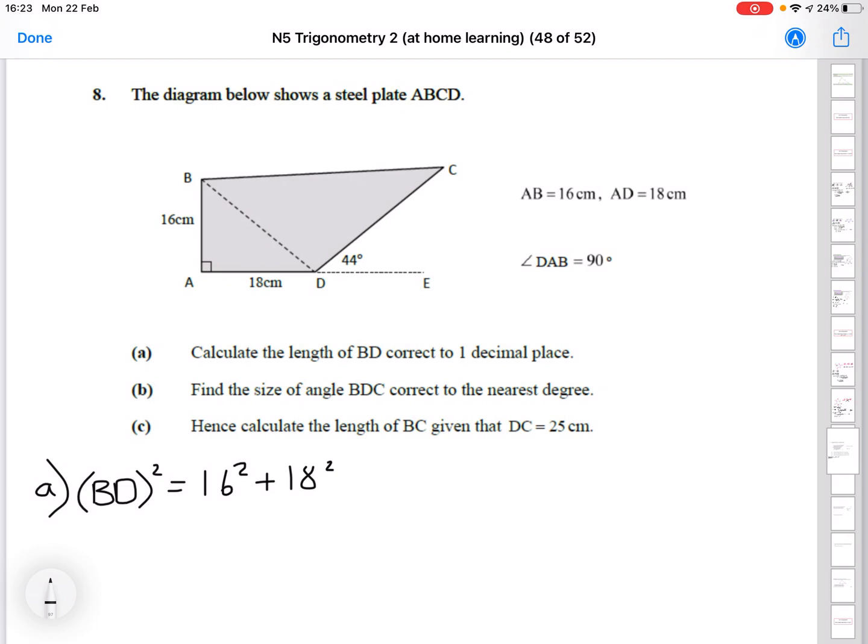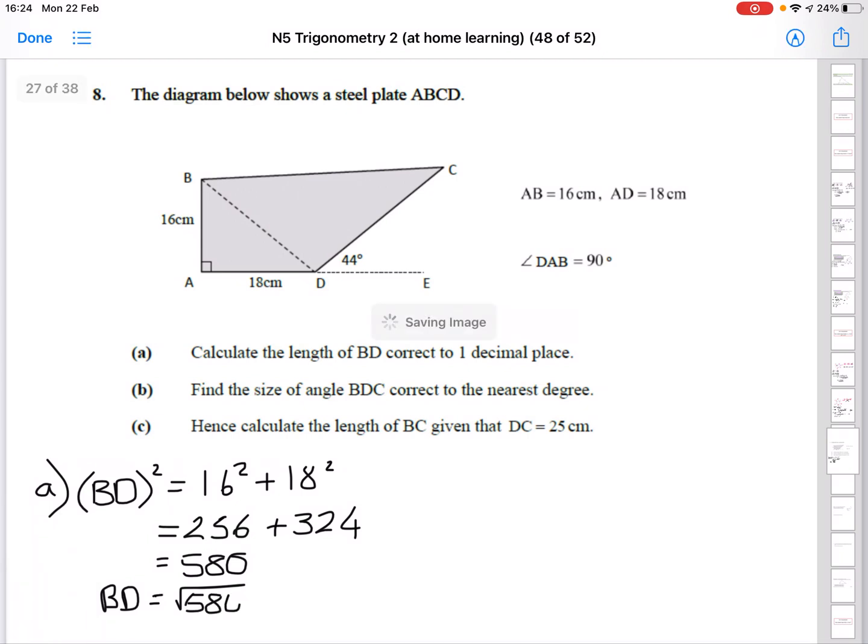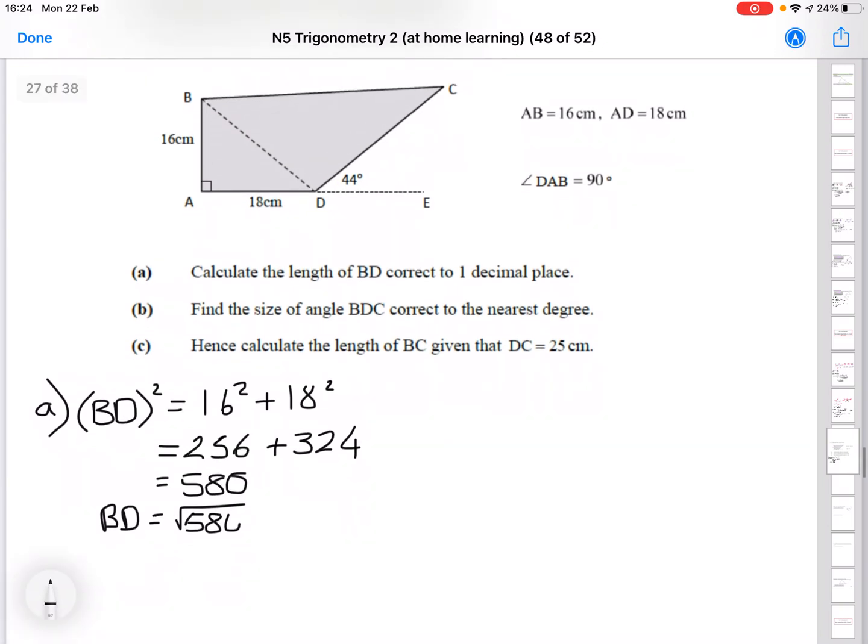So that's the long side we're finding, so we're squaring and adding. So 16 squared is 256, 18 squared is 324. So if we add those together, we get 580. So BD would be the square root of that answer. So square root of 580. And the answer was to be to 1 decimal place. So we would have here 24.1 centimetres. So that's part A, that's just Pythagoras, should be a really straightforward question to do.